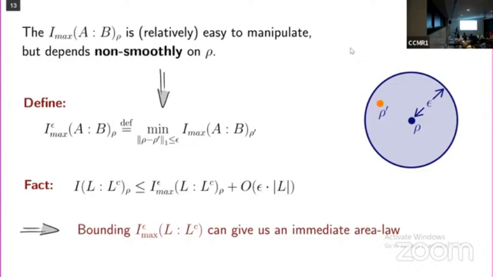That's the definition, and the idea is that because I max is a very non-continuous quantity, it's very hard to work with it analytically, and so that's why we introduce the epsilon I max. There is this fact here that relates I max to the well-known mutual information, and it says that it is upper bounded by this formula. As a result, if I'm taking epsilon to be 1 over L and I have a bound on I max, it will give me an upper bound on I. So this will be the way I would proceed.